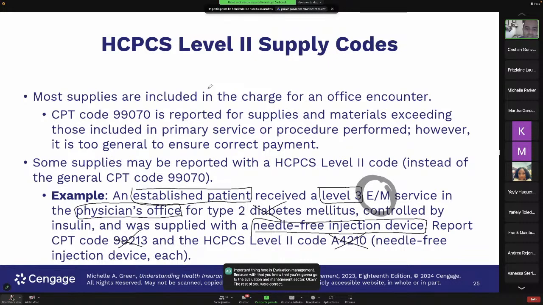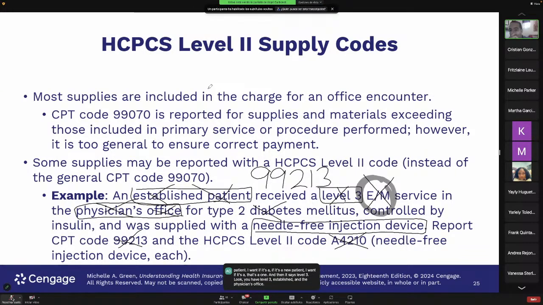Evaluation and management, it's a what? 99 code. You know that by heart already. It's a 99. Physician's office. What is physician's office? 2. Outpatient. You already know that. Established patient is the next number. So it could be a 0 if it's a new patient, a 1 if it's established. That's a 1. And then it says level 3. Look, you have level 3, established patient in the physician's office.